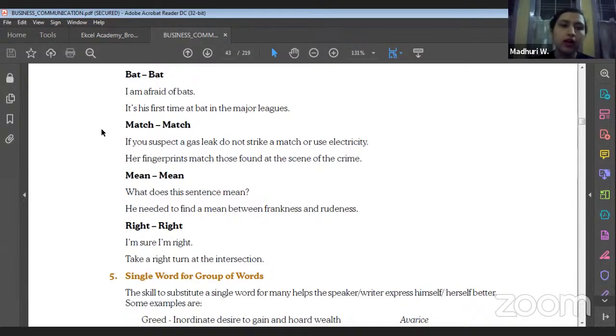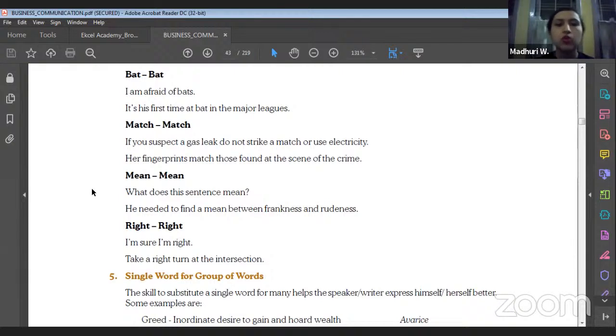Here, her fingerprints match those at the scene of the crime. So this refers to something that is matching, right? Whether my fingerprints match. You could also have a cricket match, a tennis match, a football match, right? So it depends on the context used.